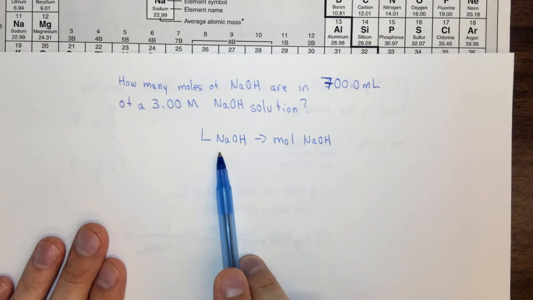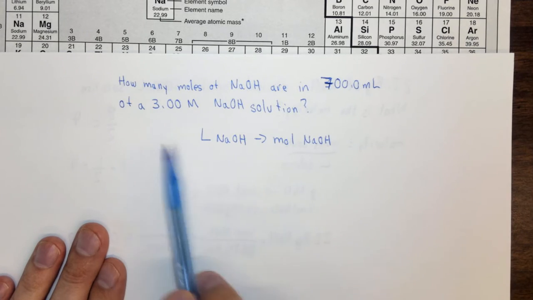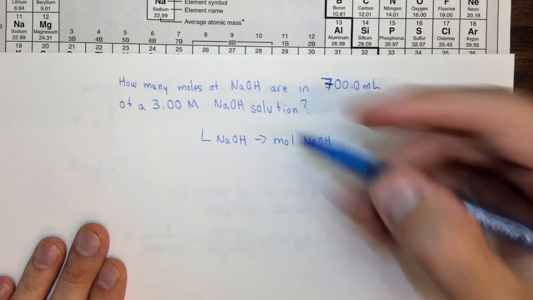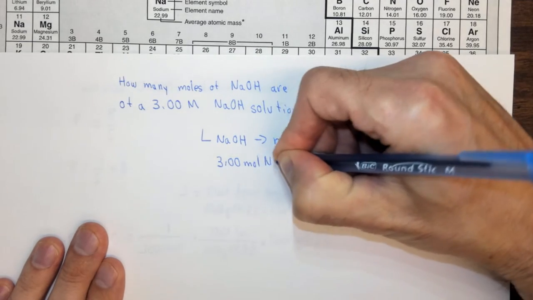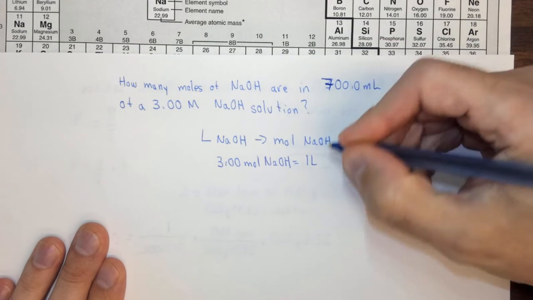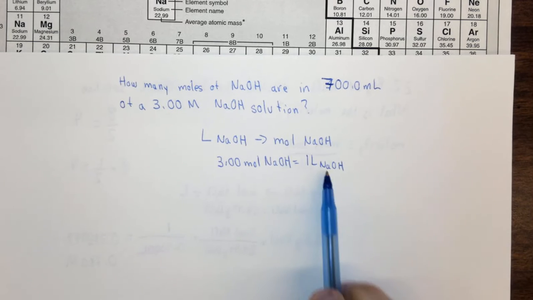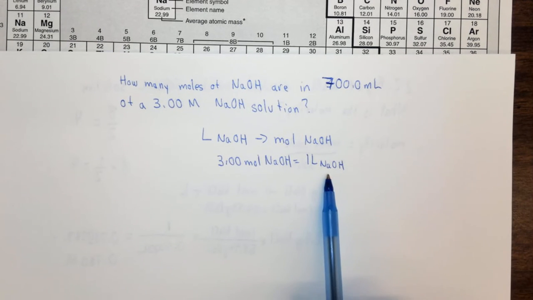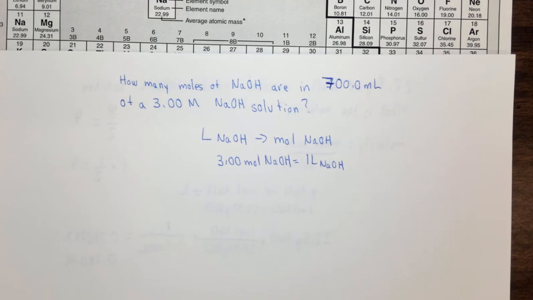Well, if we want to convert from liters to moles, we need an equality. Well, how do we write that equality? It's the molarity number of moles, 3.00 moles of NaOH, equals 1 liter of the NaOH solution. And I usually write it as subscripted NaOH, but you can write it however you want. So it's 1 liter of this solution. So this is basically what we have.